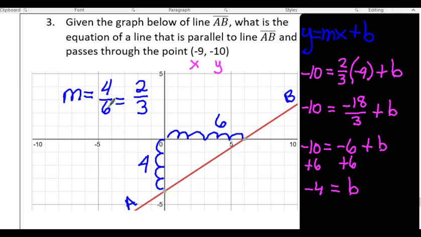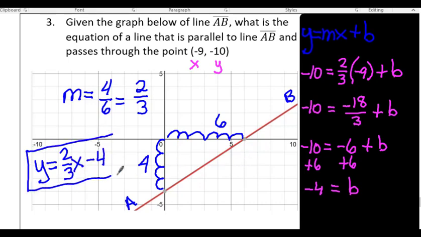Okay, so now what I want is an equation: y equals mx plus b. We know our m and we know our b. So the equation would be y equals 2/3 x, and then our b was -4. And that would be the answer for this problem.